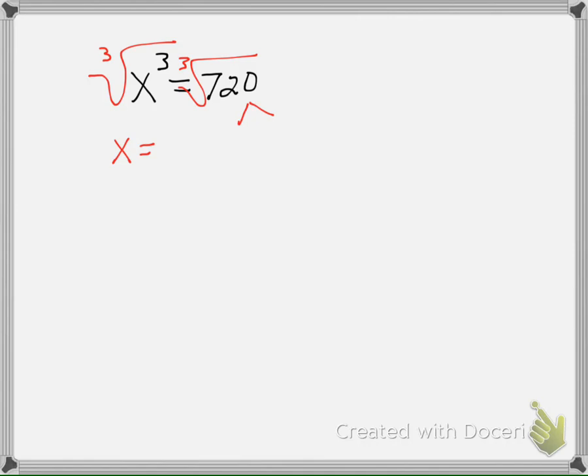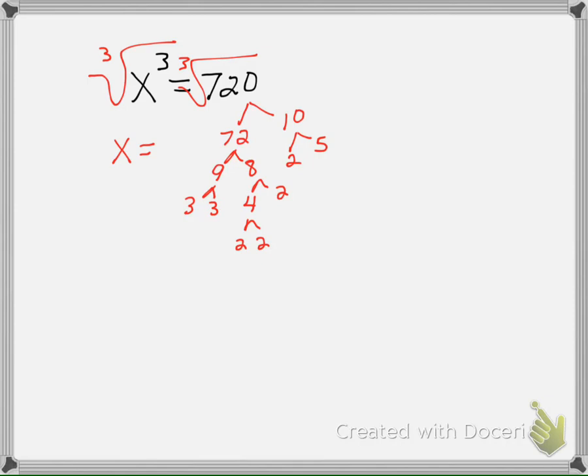Everybody else though, we're going to make some factor trees, right? 72 times 10 is pretty easy. Break it down because it ends in a 10 and a 0. And we have 5 times 2. 8 times 9. 3 times 3. 2 times 4. 2 times 2.